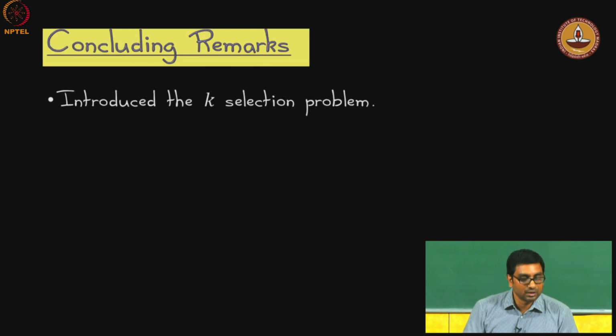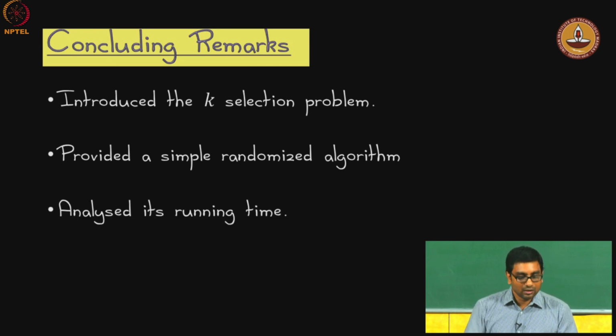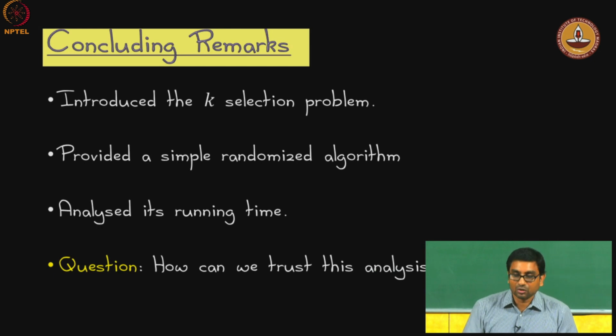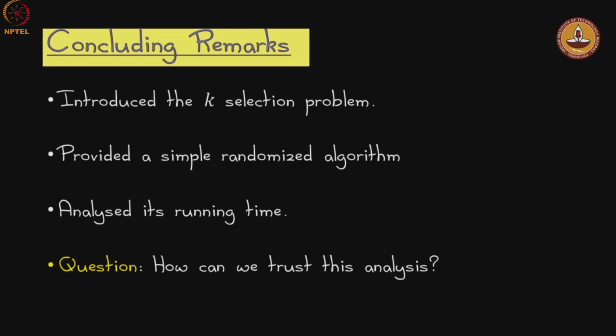So let's conclude this segment. We introduced the k-selection problem, which is a generalization of the median problem. We provided a very simple randomized algorithm, we analyzed its running time, and we showed that it runs on expectation in O of n time. But there is one question that I want you to ask yourself. This is an expected running time analysis. How can you trust this answer? Can you be sure that it won't take too much time in the worst case? What does that even mean?